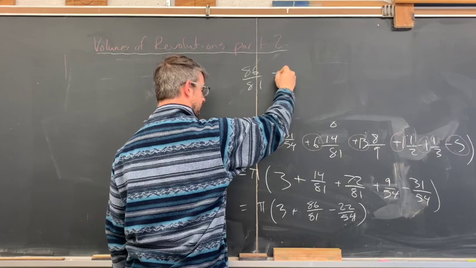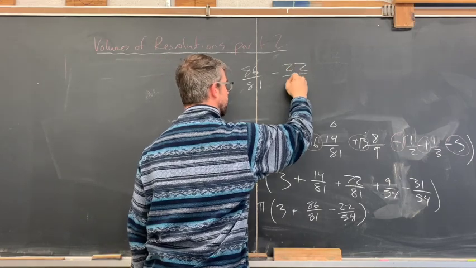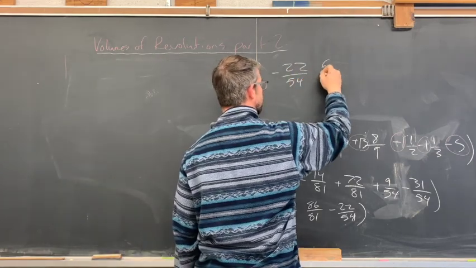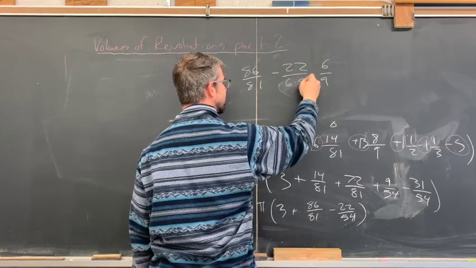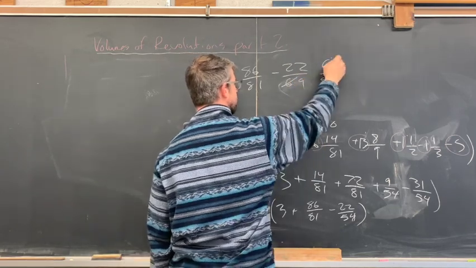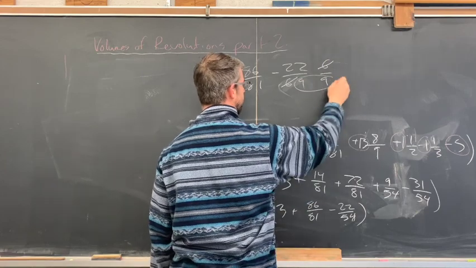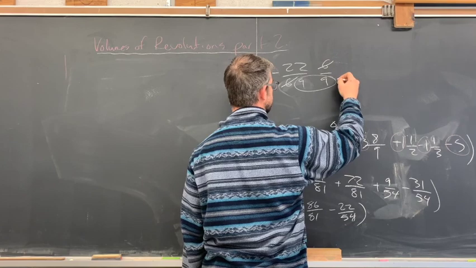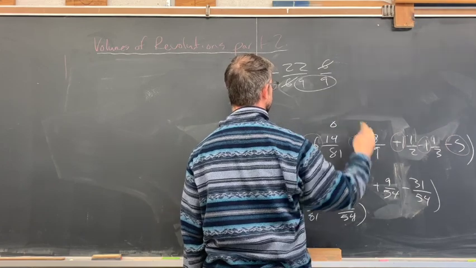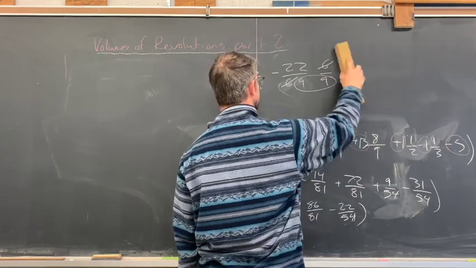So I'll have 86/81 minus 22/54 times 6/9. Now, why did I do 6/9? Well, that's because 54 is 6 times 9. So those cancel, leaving me with, oh, I have to do this then. If I multiply by 6/9, I have to divide by 6/9. That's silly. What am I doing? I can't multiply by 6/9.